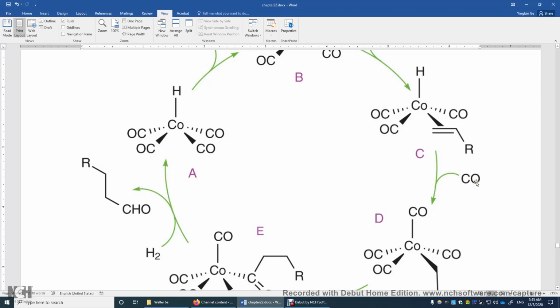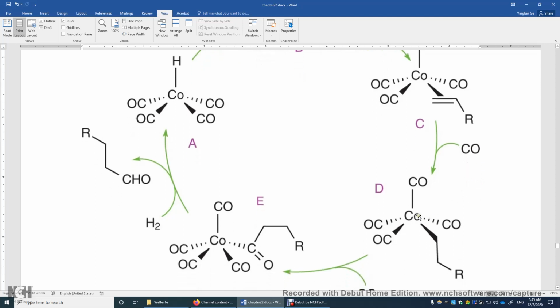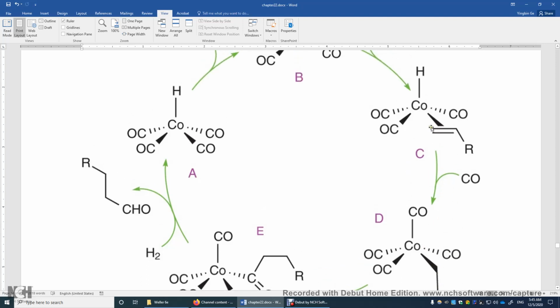A carbon monoxide may bind to this cobalt. And now we have 1, 2, 3, 4, 5 ligands bonded to this cobalt. Right here, pay attention to the difference between this one and this one. So now you have CH2, CH2R. Over here, this is CH2, CHR. So this is actually a 1,2 insertion reaction.